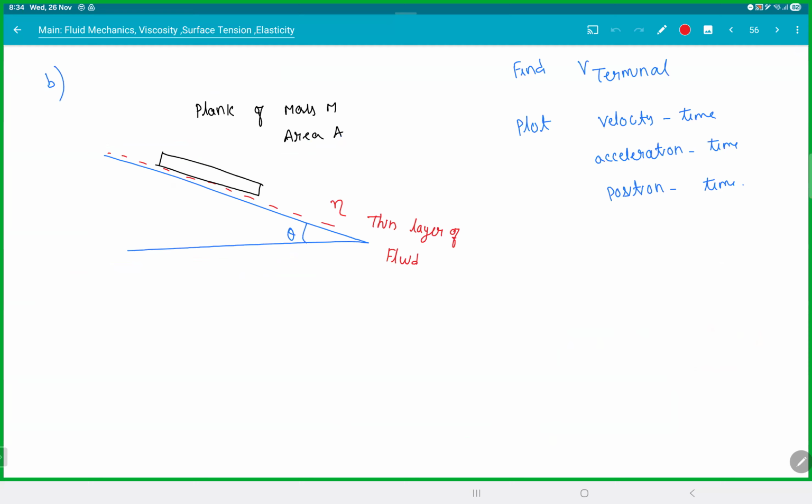What about this one? We have a long incline and you have a thin layer of fluid. On top of it, you kept a plank. It starts sliding. Find terminal velocity, plot the VT graph, AT graph, and XT graph. I can actually ask you to find the velocity as a function of time t. Let's do that. Terminal velocity is easy. A plank of mass m is sliding on a thin layer of fluid on a long incline. The incline will never end. Initially starting from rest. Find the velocity of the plank as a function of time t.